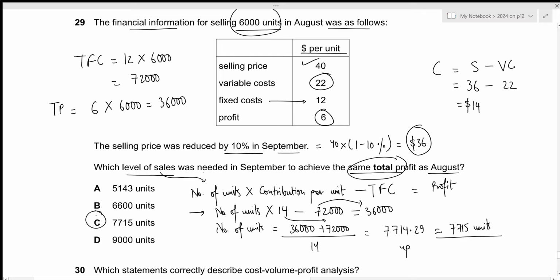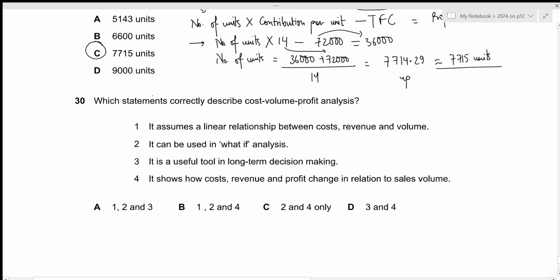That's all for the 29th question. Now for the last one, which statements correctly describe cost volume profit analysis? So cost volume profit analysis just means that we will be changing one of these three factors and looking at the impact on the remaining two factors.